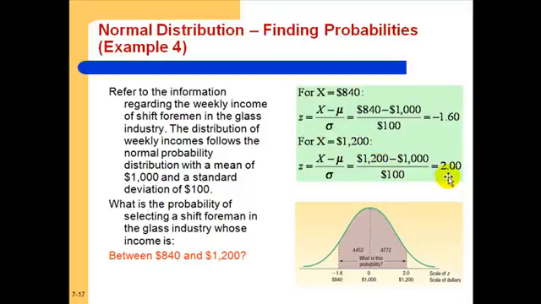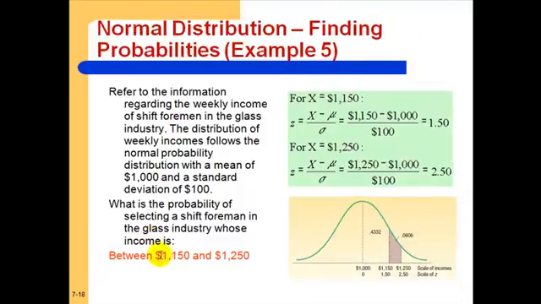We use the z-table and find the area for the z-value of negative 1.6 is 0.4452, and the area corresponding to the z-value of 2 is 0.4772. So the probability of selecting a foreman in the glass industry whose income is between 840 and 1200 is 0.4452 plus 0.4772 together.